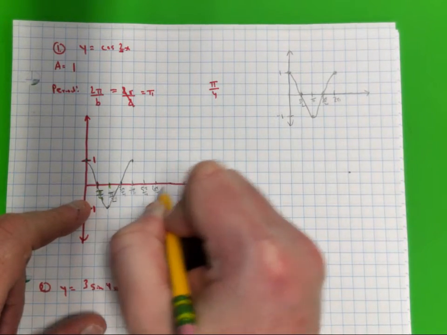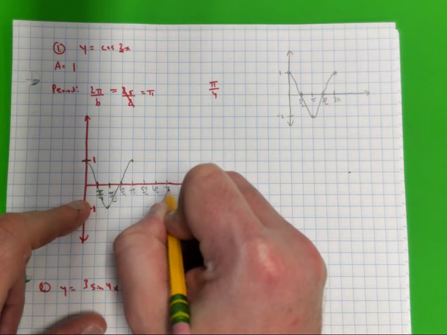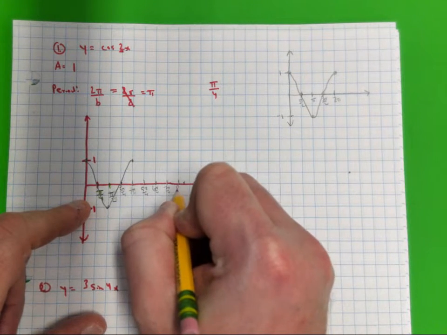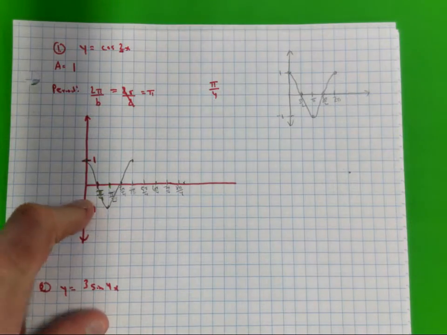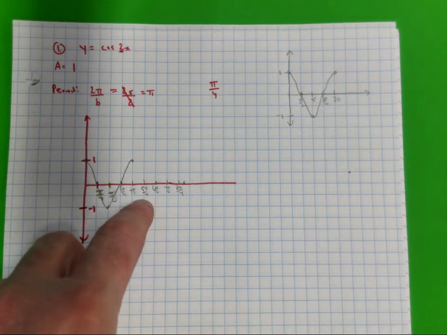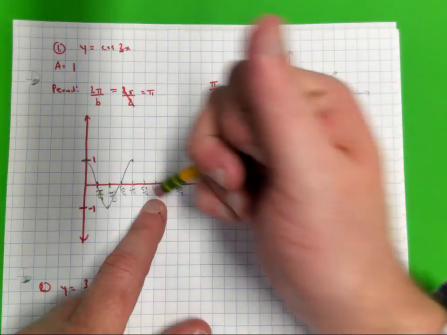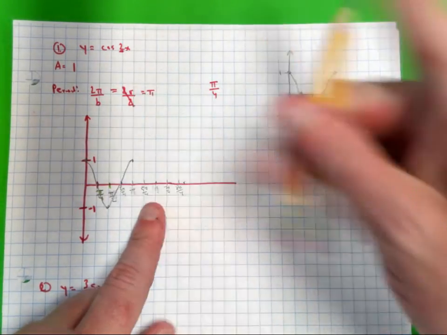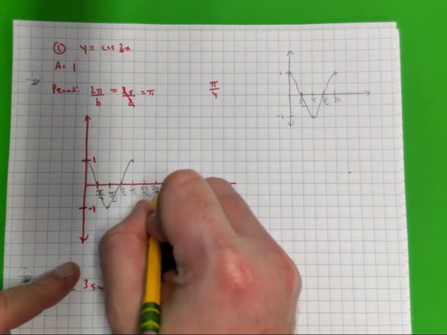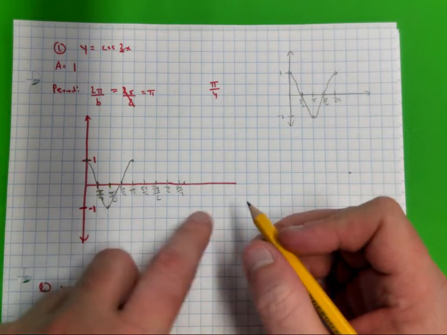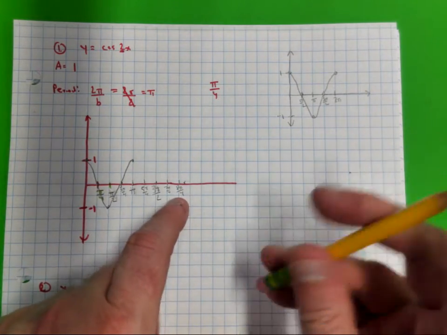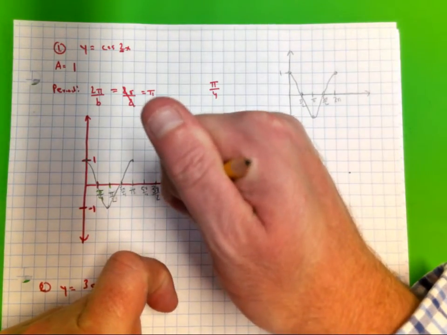6 pi over 4. 7 pi over 4. 8 pi over 4. Okay? Now I cannot reduce 5 pi over 4, but I can reduce 6 pi over 4 to 3 pi over 2, and I need to do that. And you need to do that as well. This is 7 pi over 4. 8 pi over 4 reduces to 2 pi.